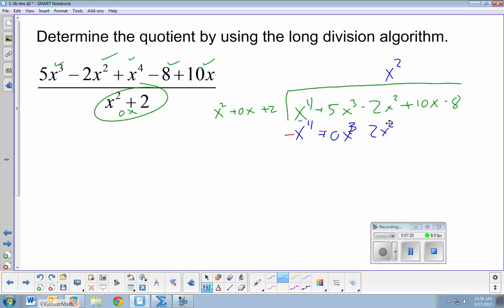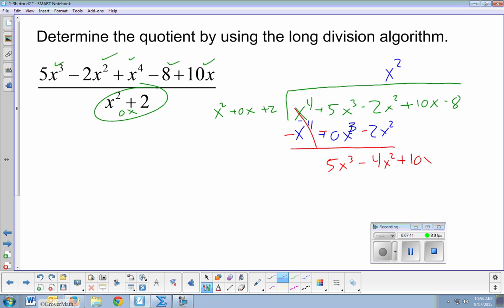Subtracting these, subtracting 0 doesn't do anything. Front piece cancels out. Second piece in this case does not. 5 minus 0 is nothing, so I get 5x cubed. Negative 2x squared and negative 2x squared, that's not 0. One of them would have to be positive. That's negative 4x squared. And I bring down my next piece.